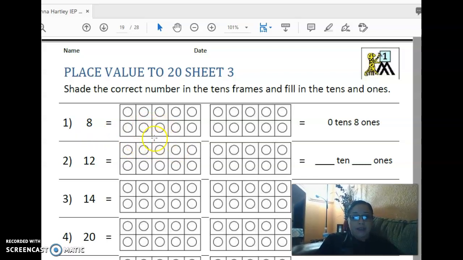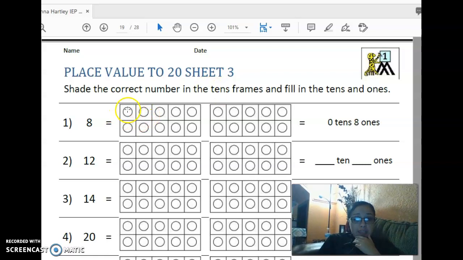So you have 8, correct? So with that one, you are going to shade in 8. So you're going to shade in 8 dots. So 8, and then on this side, it tells you how many tens do you have? Well, we don't have tens, so we have 0. How many ones? 8. Number 2, let's do number 2 together.